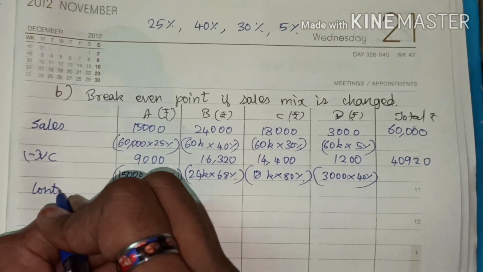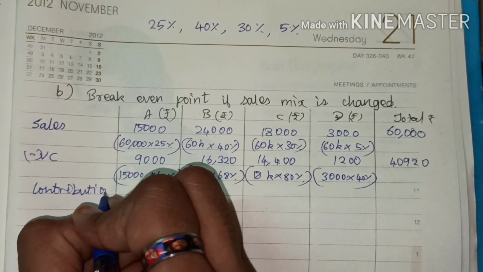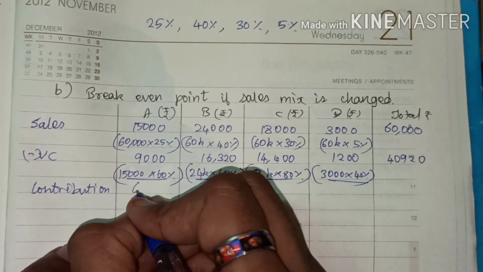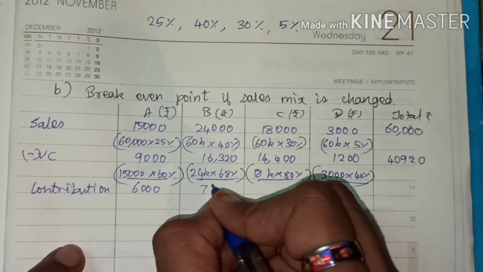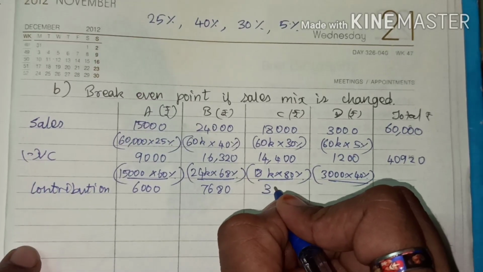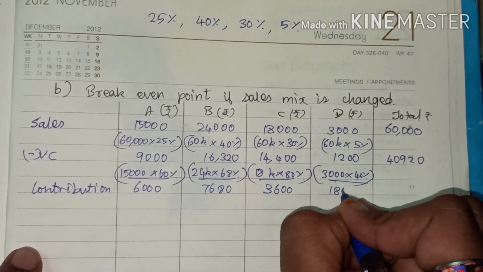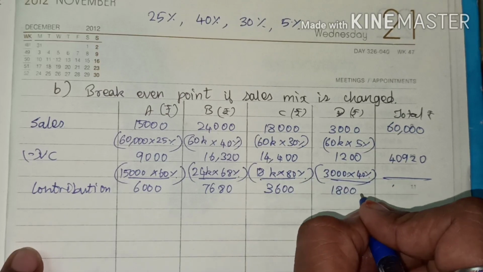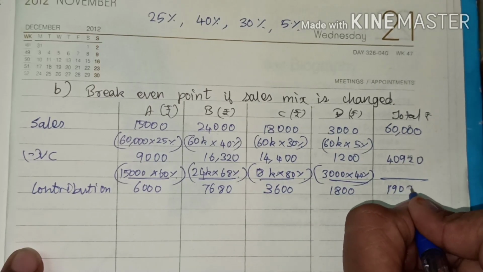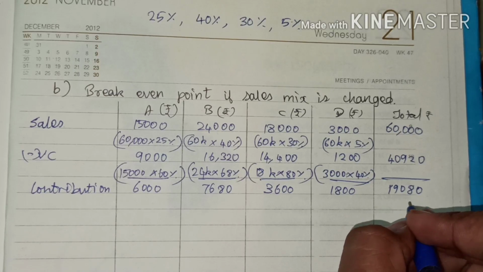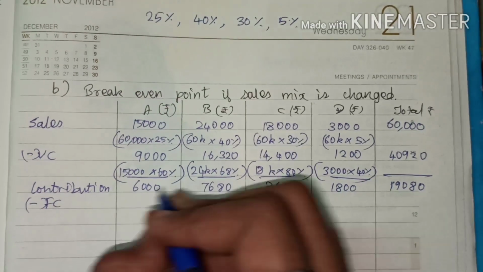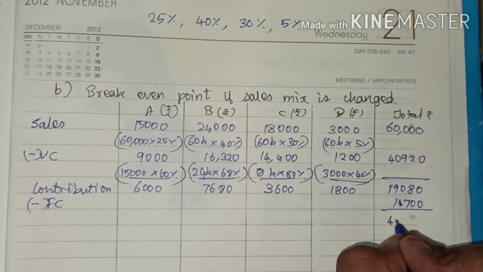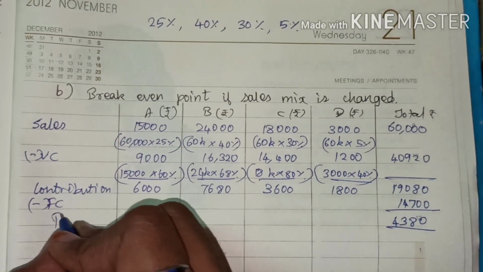And then contribution: 6,000, 7,680, 3,600, 1,800. And then if you add these four values, you will get 19,080. Next one is fixed cost. Fixed cost is 14,700, and if you subtract this, you will get 4,380, that is profit.